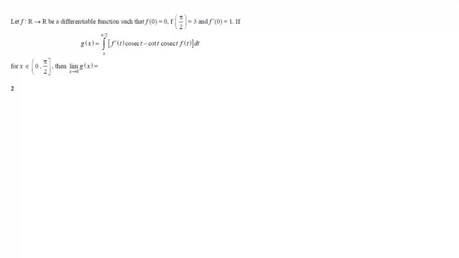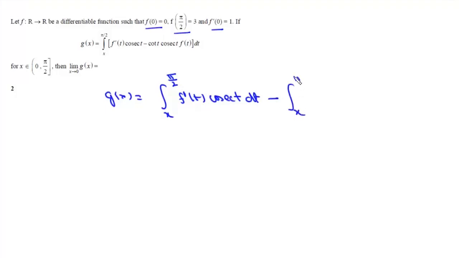Now here the question says, if f(x) is a differentiable function such that f(0) is 0, f(pi/2) is 3 and f dash 0 is 1, and g(x) is the integral from x to pi/2 of f dash t cosec t dt minus the integral from x to pi/2 of cot t cosec t into f(t) dt, then we need to find the limit as x tends to 0 positive of g(x), since g(x) is only defined in the right neighborhood of 0.